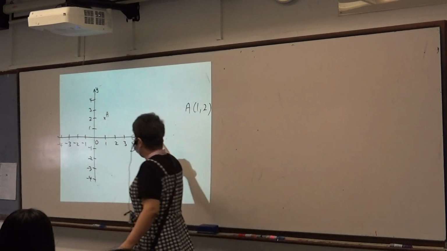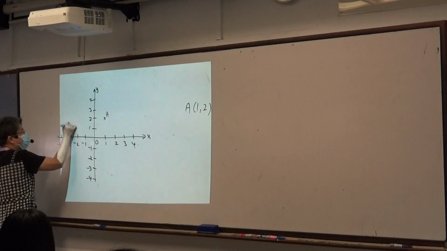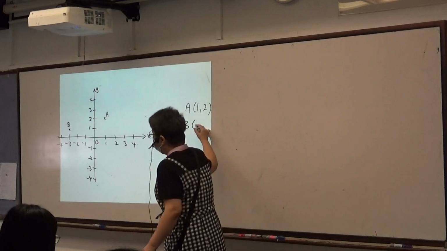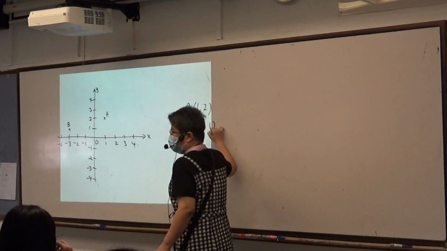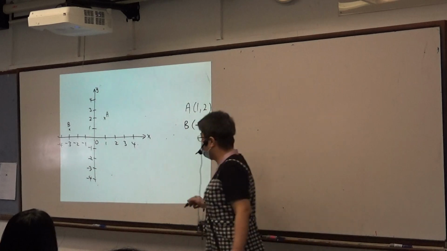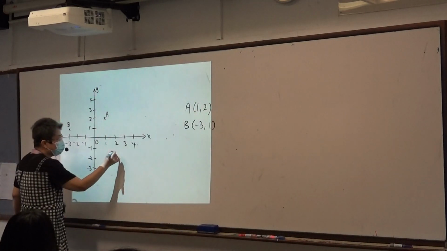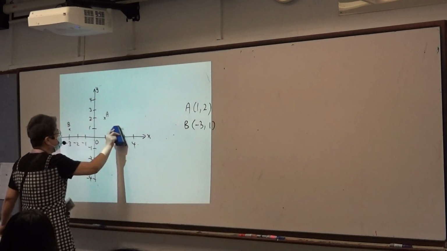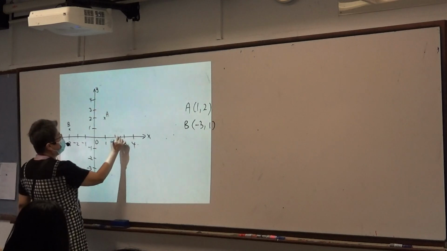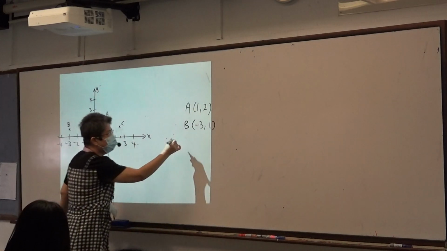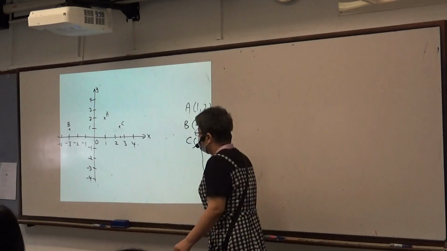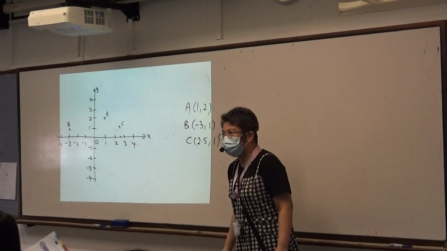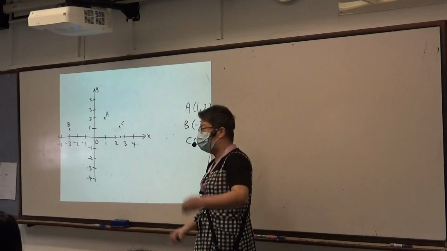Everybody clear? Okay, now, what if I have a point B here? What should it be? What will be the coordinates? Negative 3 and 1. Everybody clear? Okay. What if I have a point that is halfway here and it's here? What will be the coordinates of C? 2.5 and 1. Is that understood? So it's always the x value, then the y value.